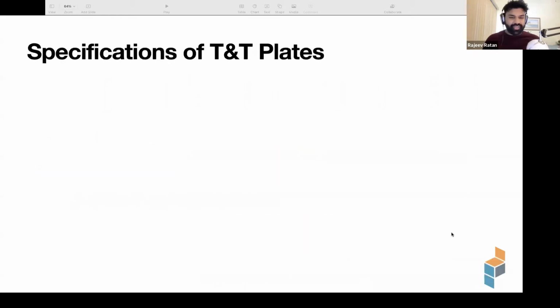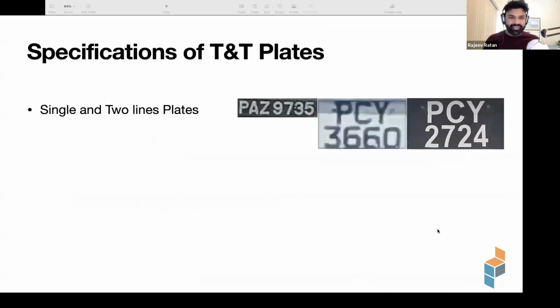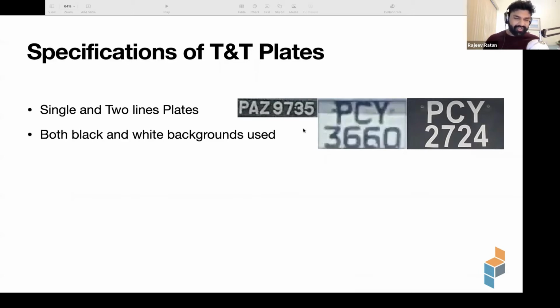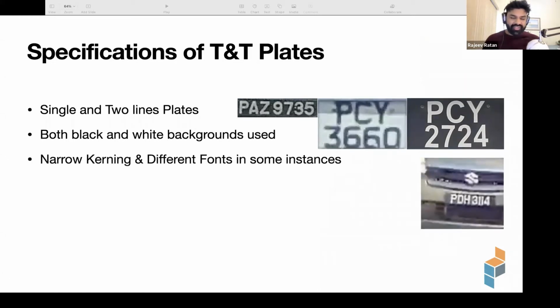I think all of us here are Trinis, but just to go over how Trinidad and Tobago plates are defined. We have single and two-line plates, which are allowed legally. We can use both black and white backgrounds, but no other colors are allowed. Even though there's a standard font, I do see a lot of small differences in the fonts throughout plates, and sometimes some of them are quite narrow. So the kerning, that's the distance between characters, makes it a little bit difficult to read if it's a low quality image. Then we have some of these non-standard plates, which are Defense Force and Coast Guard plates.